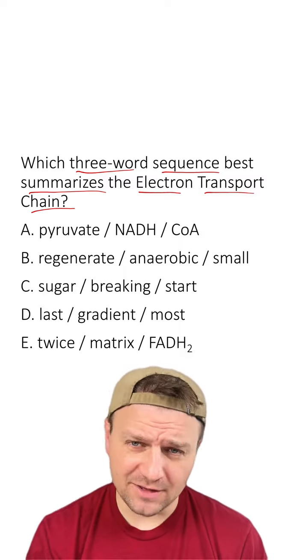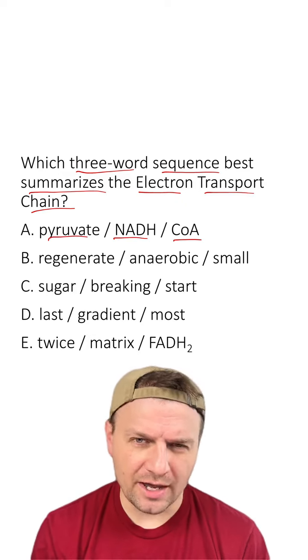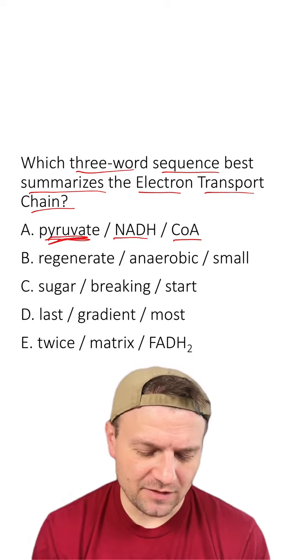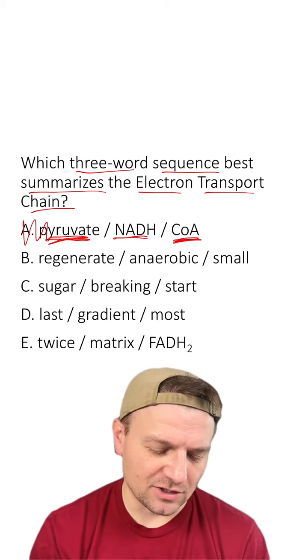Let's try to find an answer now that kind of matches that description. A. Pyruvate, NADH, and CoA. Well, that would be good for the prep step since it takes in pyruvate, it produces NADH, and it uses this coenzyme A, so I don't think this is a good choice.